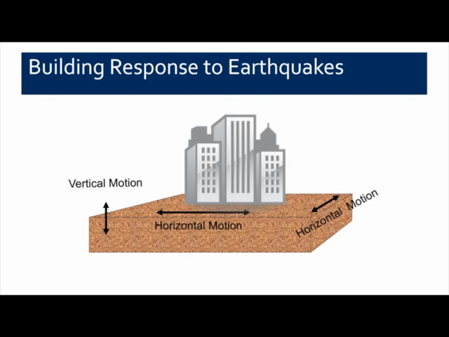The first reason is that vertical motions are usually less than a horizontal motion in an earthquake. And second, structures are always designed to support vertical loads, so the addition of a vertical excitation from the earthquake is usually not very significant in the overall strength of the building.